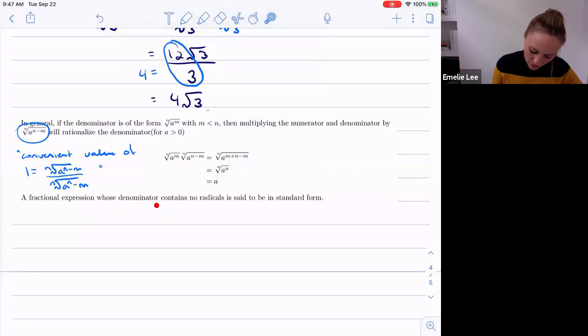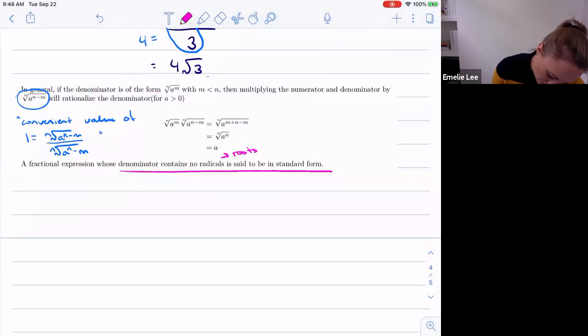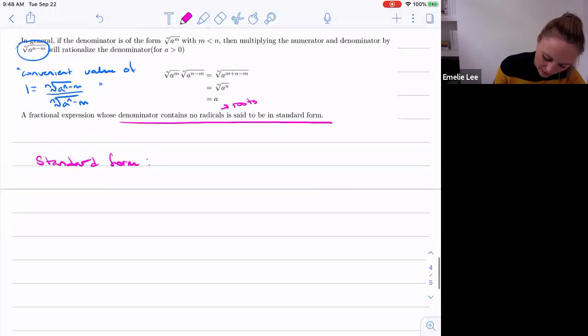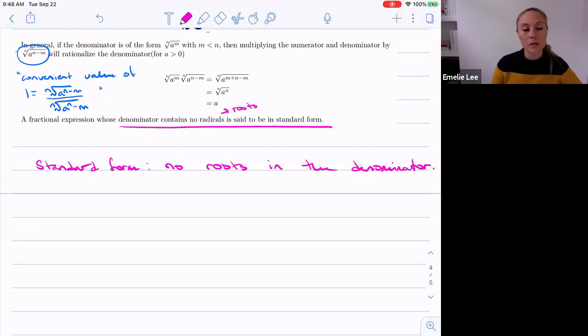A fractional expression whose denominator contains no radicals, so no roots, is said to be in standard form. The denominator contains no radicals, so no roots, is said to be in standard form. Okay, so if you're asked to put things into standard form, it just means no roots in the denominator. In fact, I'll write it here. So standard form, just kind of shorthand, means no roots in the denominator. Okay.